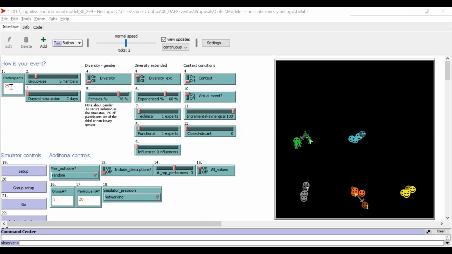In this case, what we will do will be choose, for example, 30 participants, leave the group size at 5 for today's discussion, and we will switch on the diversity extended controls. In this case, we will, for example, set the percentage of experienced participants at 73%. We want 2 technical experts per team, no functional experts, and 1 influencer.